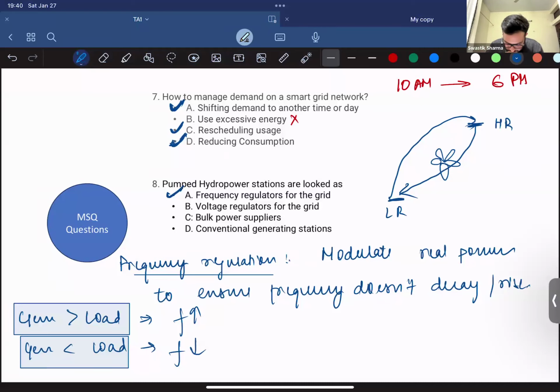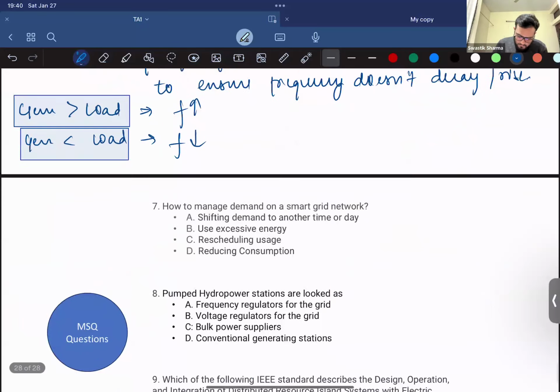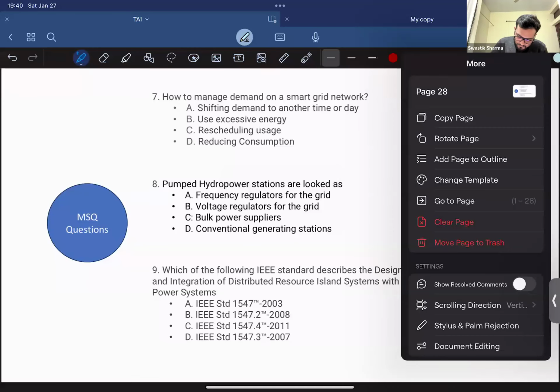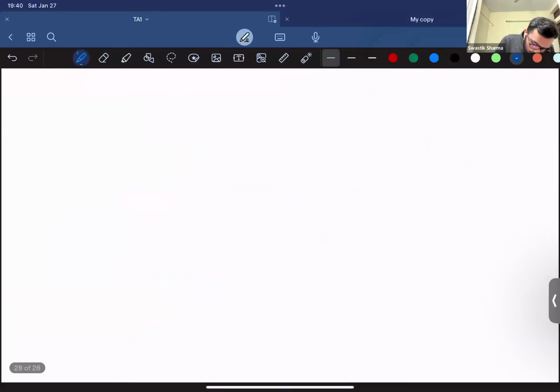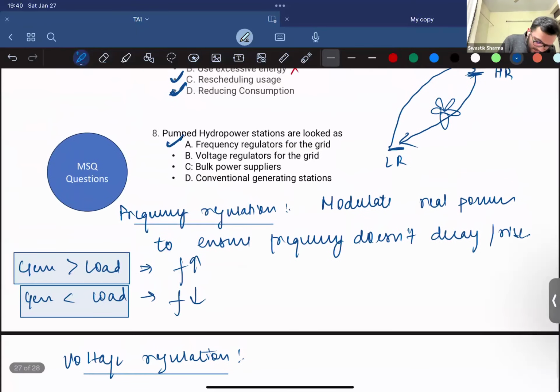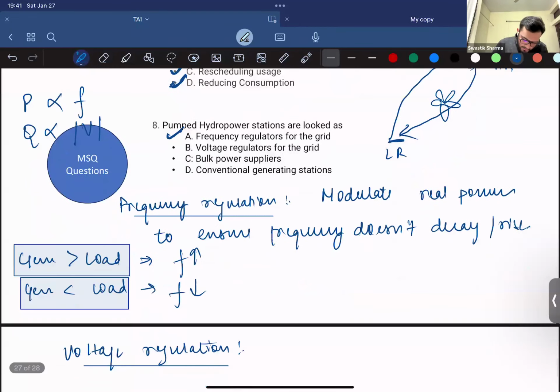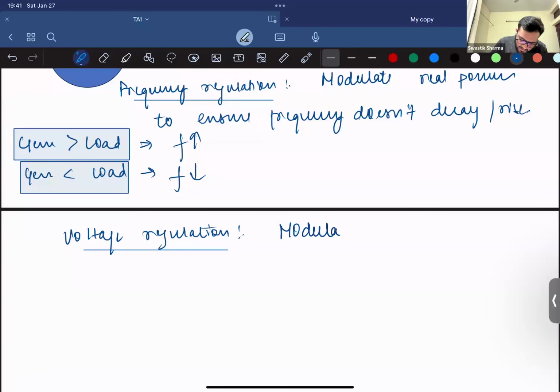So your frequency changes. Now someone said voltage regulator. So what is a voltage regulator? One thing I should tell you is that real power is highly coupled with frequency. So if you change real power, the frequency will change, while the reactive power is highly coupled with magnitude of voltage. So for voltage regulation, you modulate reactive power.